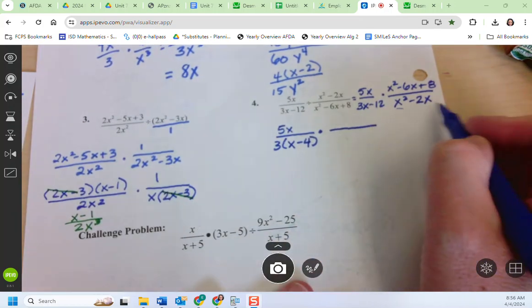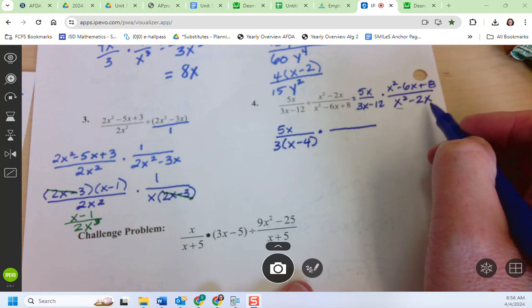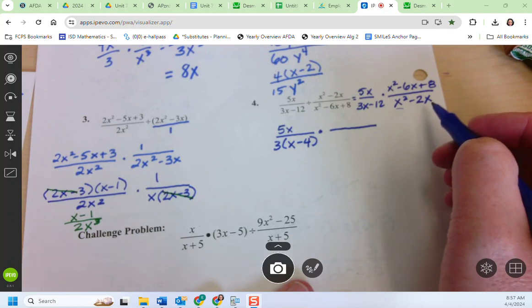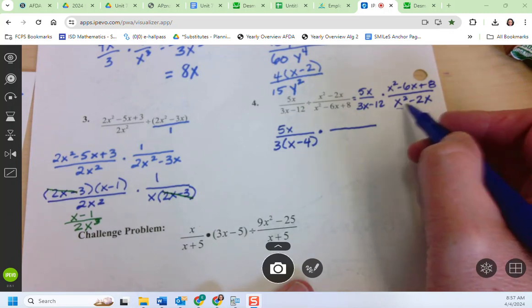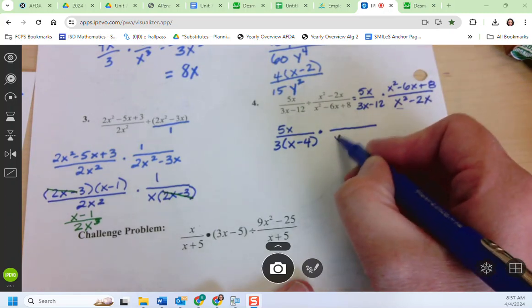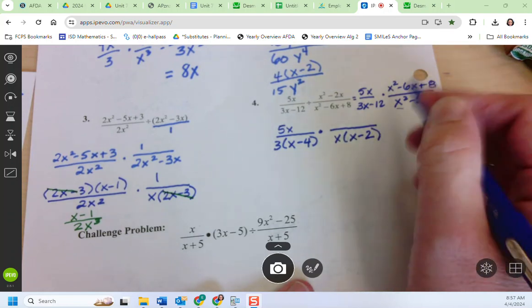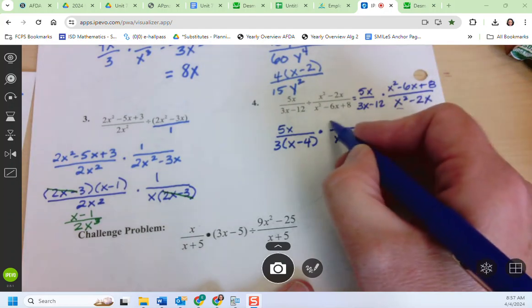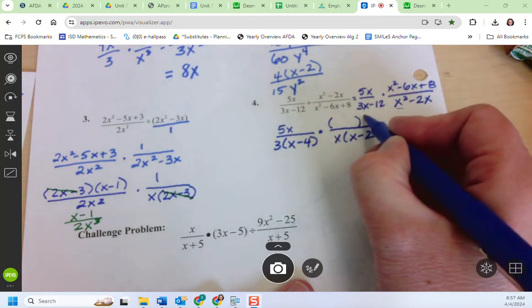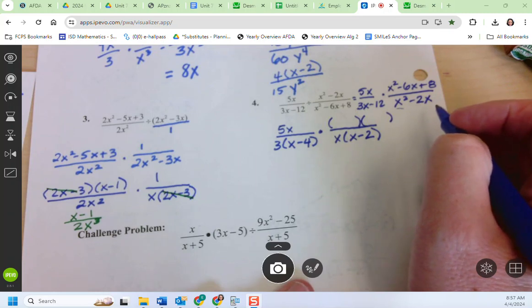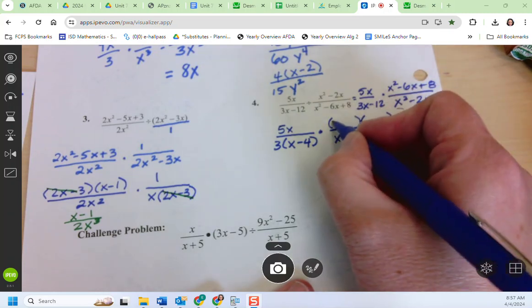Okay, second denominator. We could not factor out a number, but we could factor out what? X. So we're going to factor out x. All right, and then here I need two numbers that multiply to positive 8 and add to negative 6. Did you get them? Negative 4 and negative 2, good.